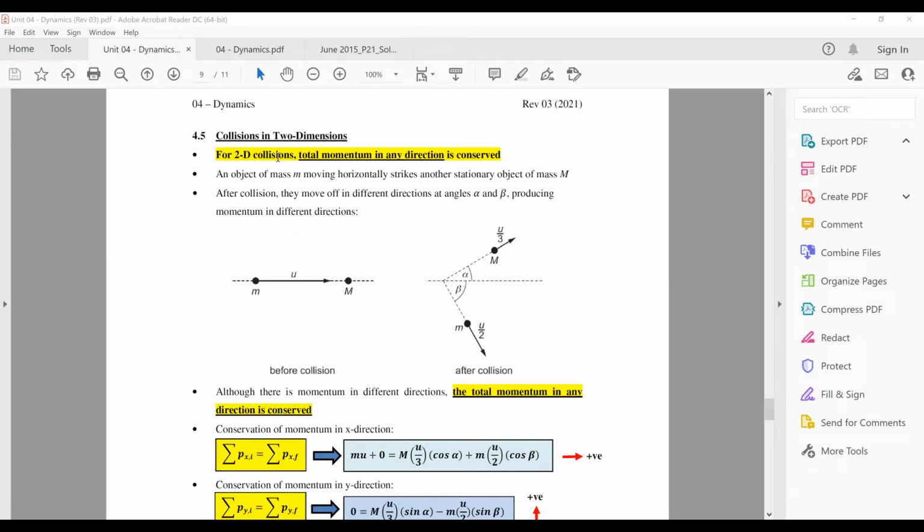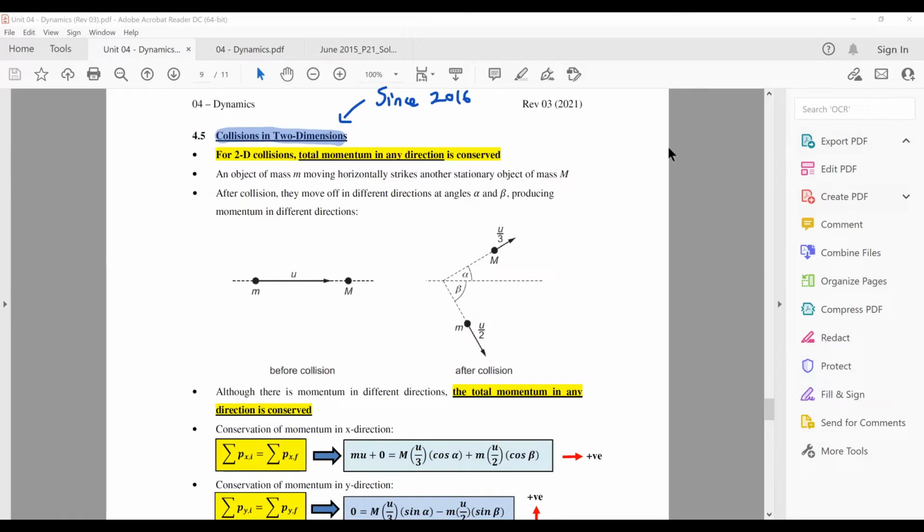Now, collisions in 2D. This one is still talking about collisions. This is actually a new addition to your syllabus since 2016. If you look at questions before 2016, you don't have any questions on 2D collisions. It was only added after 2016. It's a new, recent addition to your syllabus. Now, what is collision in 2 dimensions?